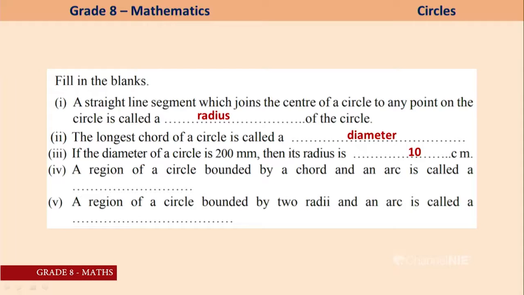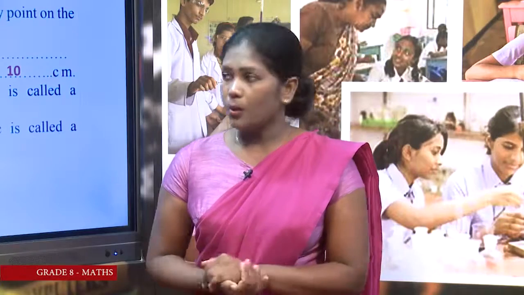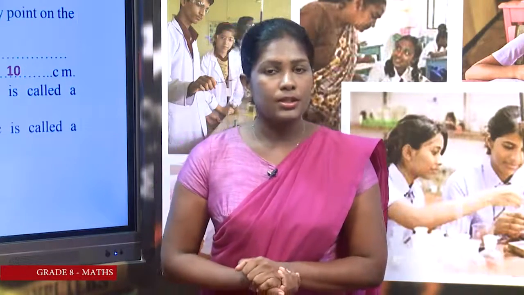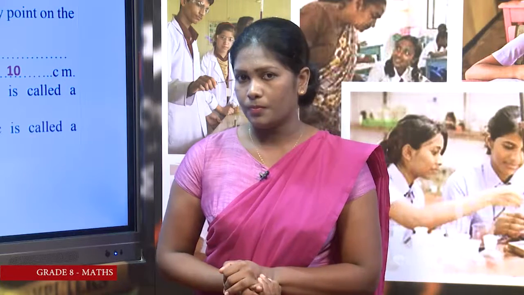A region of a circle. Look at the question. A region of a circle bounded by a chord and an arc is called a chord and arc. That means segment of a circle. The last one. A region of a circle bounded by 2 radii and an arc is called a sector of a circle. Now, you know how to do the second question also.